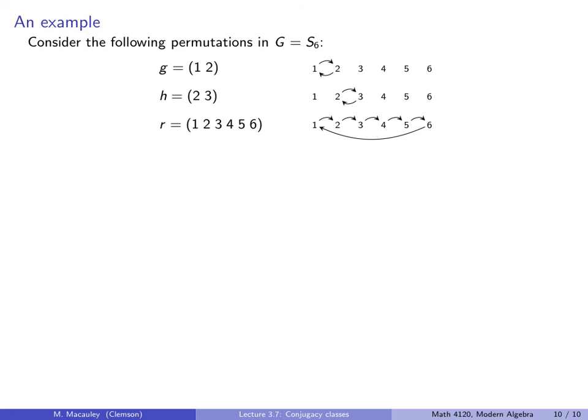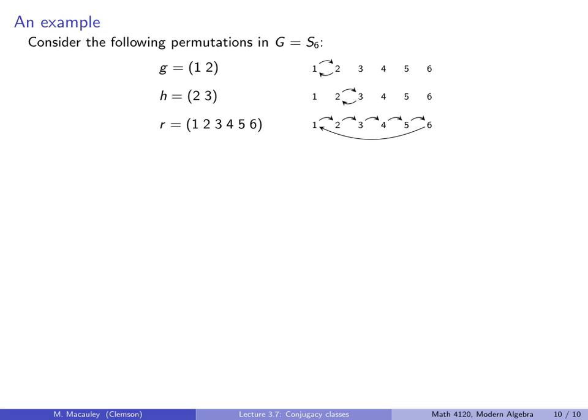We'll conclude with an example of this. Consider the following permutations in S6. So G is the transposition (1 2). So here's our nice picture notation. H is (2 3). And R is the rotation that sends 1 to 2 to 3 to 4 to 5 to 6 back to 1.